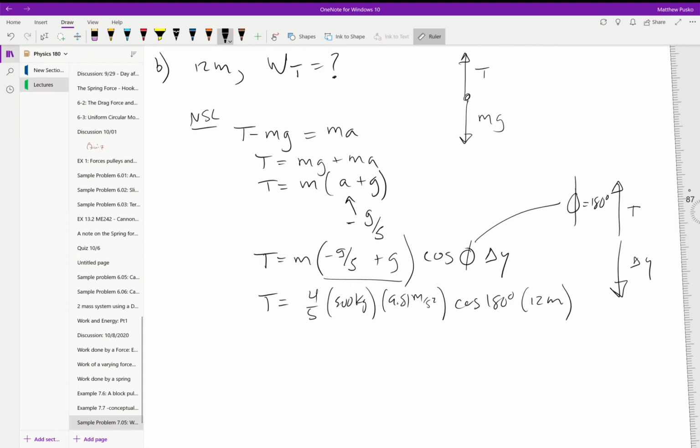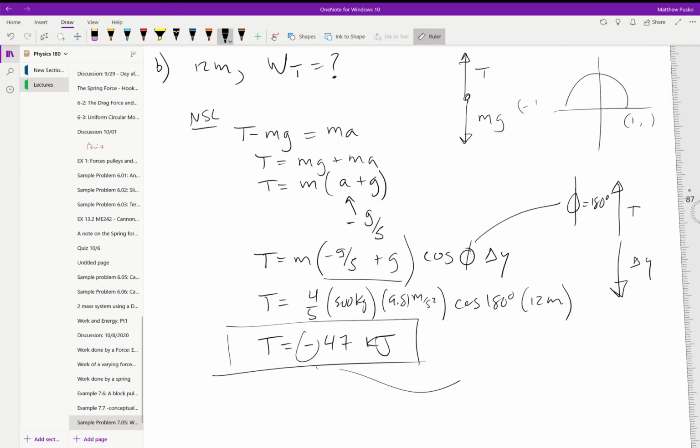Okay, cosine of 180 degrees, I would have to unit circle it, 180. Over here the cosine value is 1. Over here it would be -1. So it's going to change the sign on all of this. So we're going to get a negative 47 kilojoules. Negative sign because the force and the displacement, delta y, were in opposite direction or opposite sense.